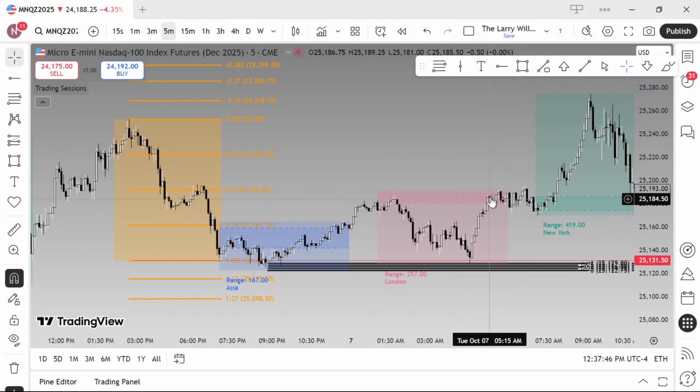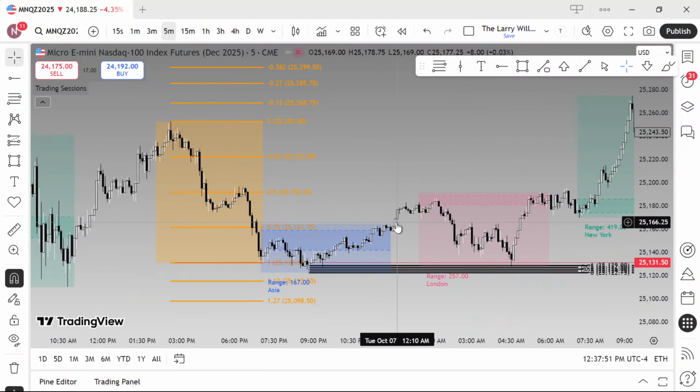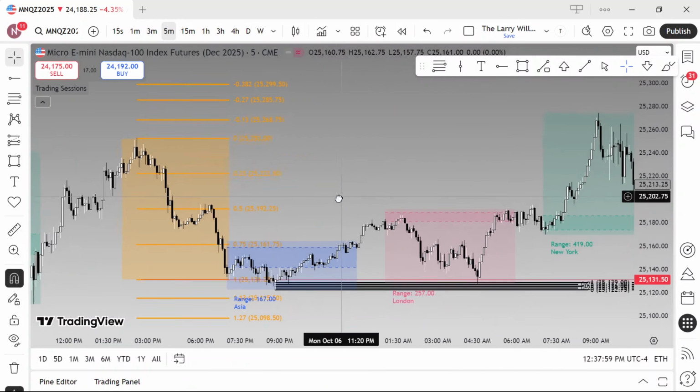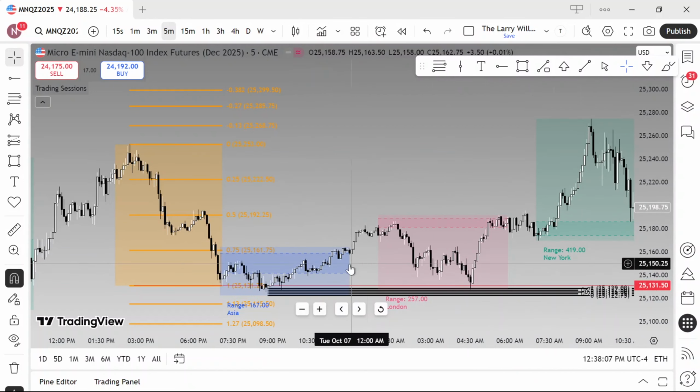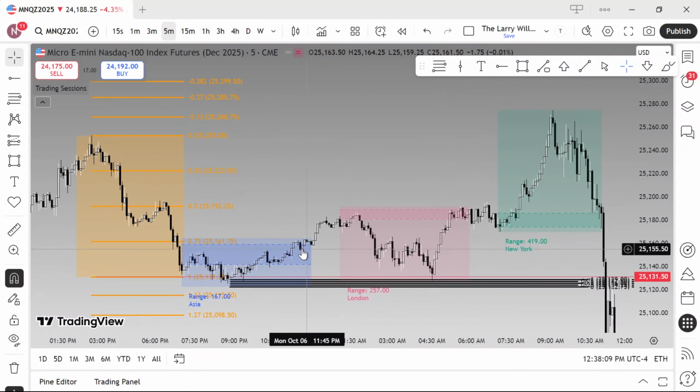Now, that doesn't mean you're not going to have a move in London. Look at this, this is a good size move right here. But if you're following the criteria for a London protraction, then that's not necessarily what you're going to get out of this. Now you could, like I said, still trade this and say, okay, if we're going to make a low in London and then likely see New York expand because we compressed so heavily in Asia, where will we do that at?